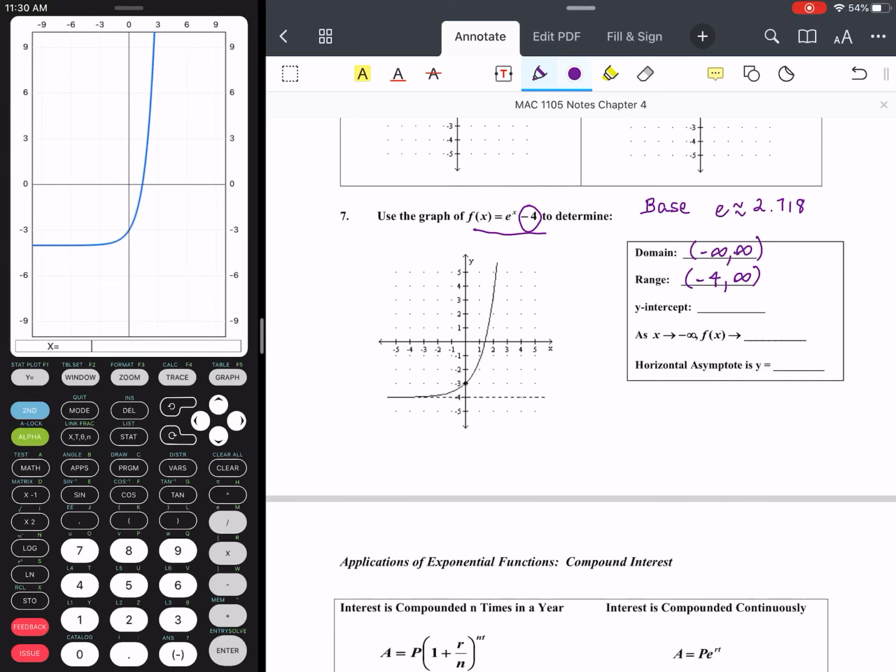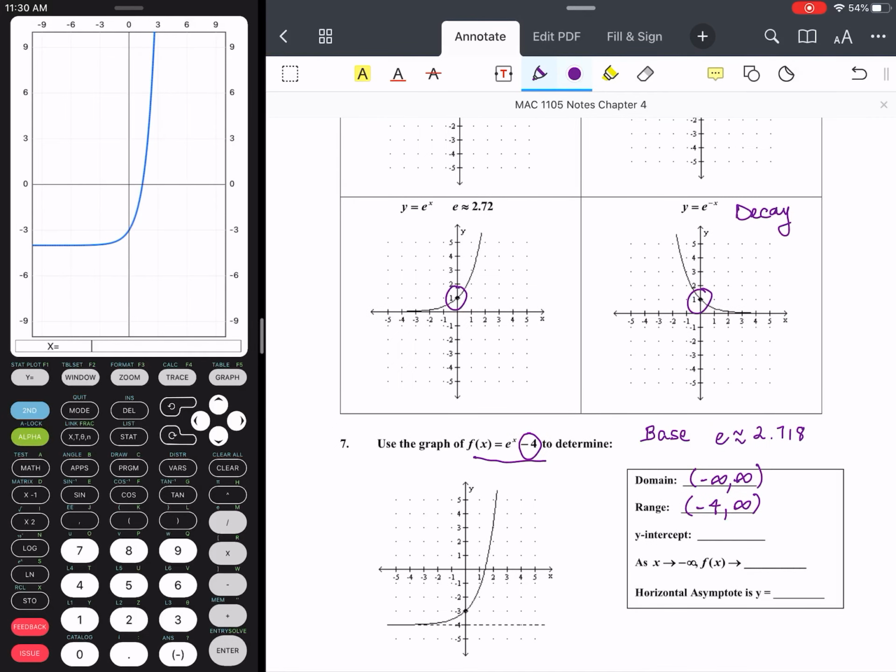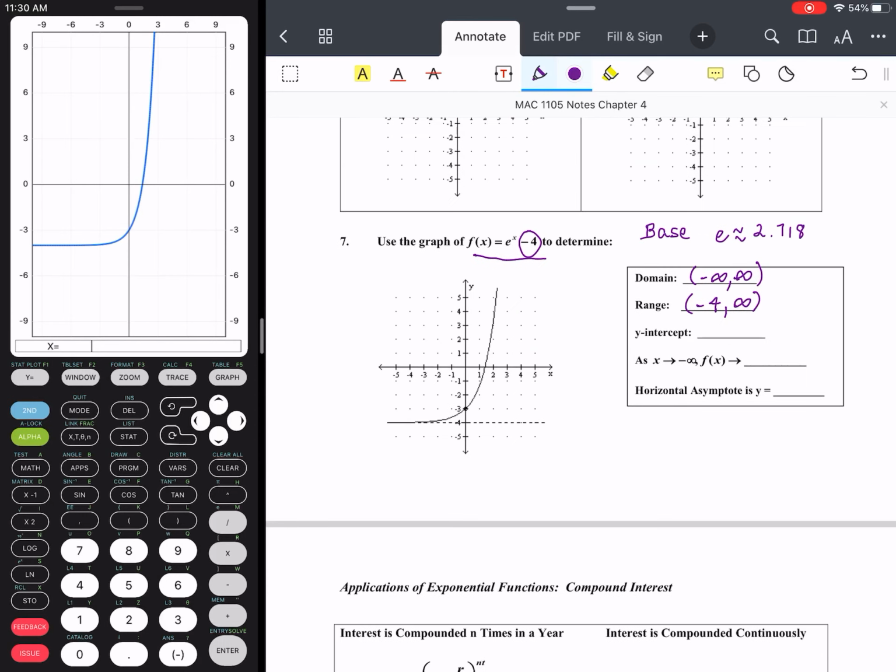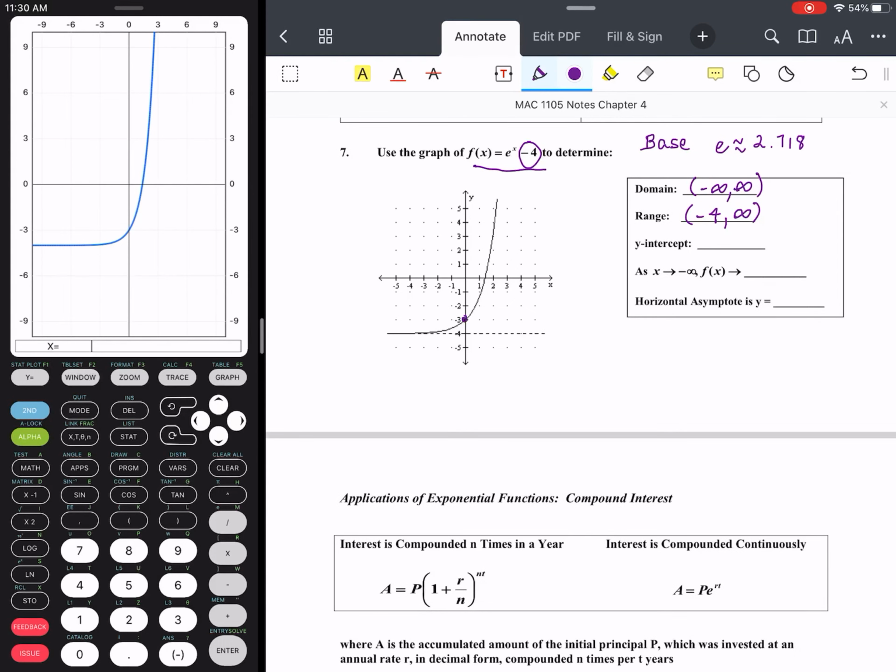Our y-intercept, if it had just been f of x equals e to the x, like it is up here, it would just be 0, 1. But because we shifted down 4 units, that puts us at 0, negative 3. As x approaches negative infinity, f of x approaches negative 4. And that means our horizontal asymptote is the equation y equals negative 4. So we can see that dashed line right there for our horizontal asymptote y equals negative 4.